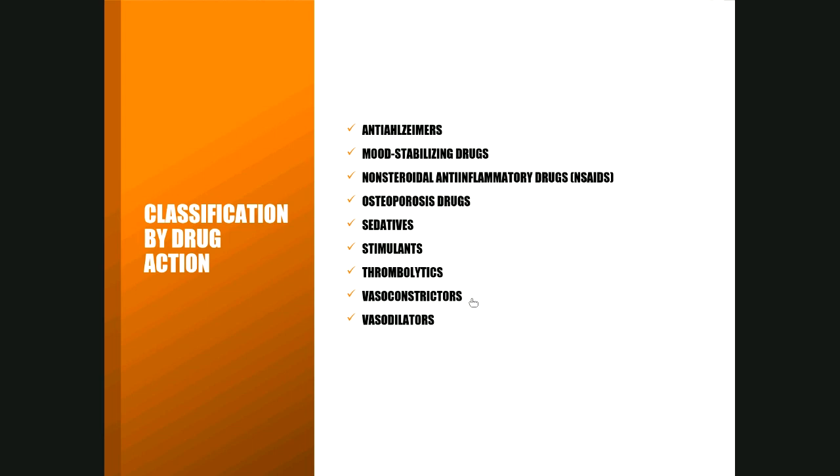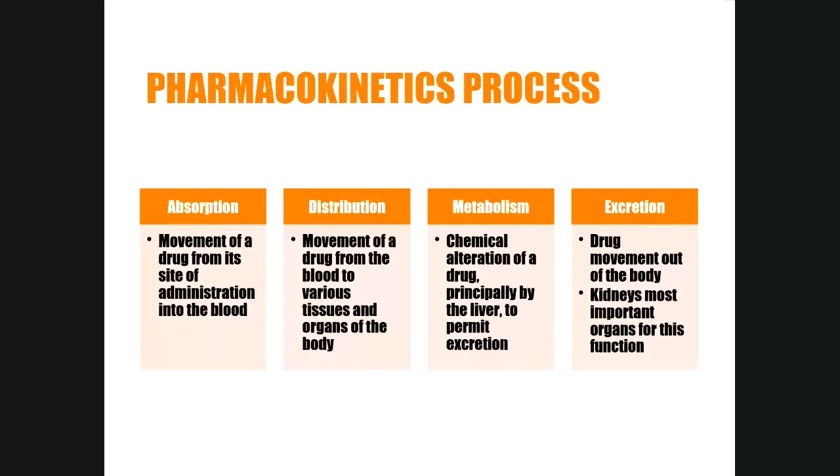A vasoconstrictor is a drug that causes the blood vessels to constrict, which raises the heart activity and raises blood pressure. And a vasodilator is the class of drugs that cause the blood vessels to dilate or open up. Nitroglycerin is probably the classic example of a vasodilator. All right, and those were found on page 263.